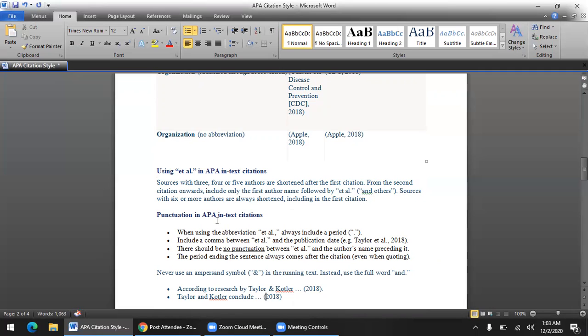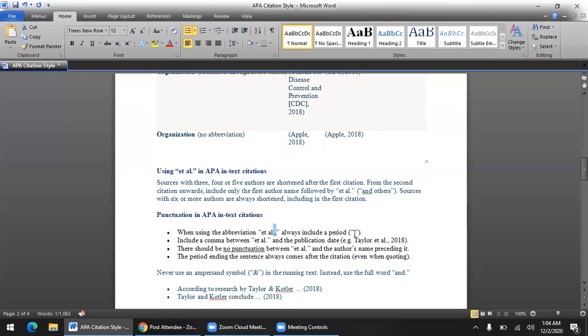Okay, punctuation in APA in-text citation. What types of punctuation do we use? Keep in mind that when using the abbreviation et al., it is followed by a period and then a comma. Always include a period. Okay, the period must be there. The supervisor will check these things, period or comma, after et al. So keep this in mind and study it thoroughly.